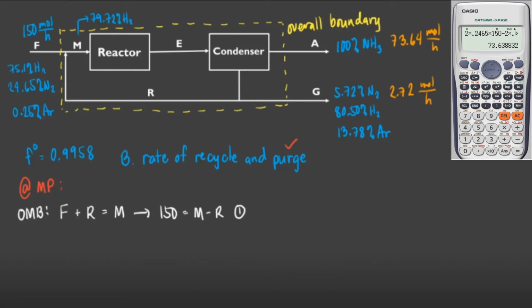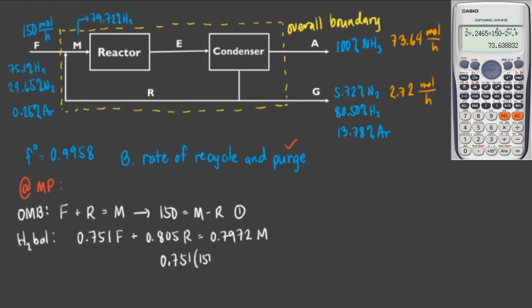If we write a hydrogen balance, that would be on the fresh feed 0.751 F plus on the recycle feed 0.805 R. And finally on the mixed feed 0.7972 M. Rearranging, this becomes 0.751 times 150, this is the flow rate of the feed, is equal to 0.7972 M minus 0.805 R. This is our equation number 2.